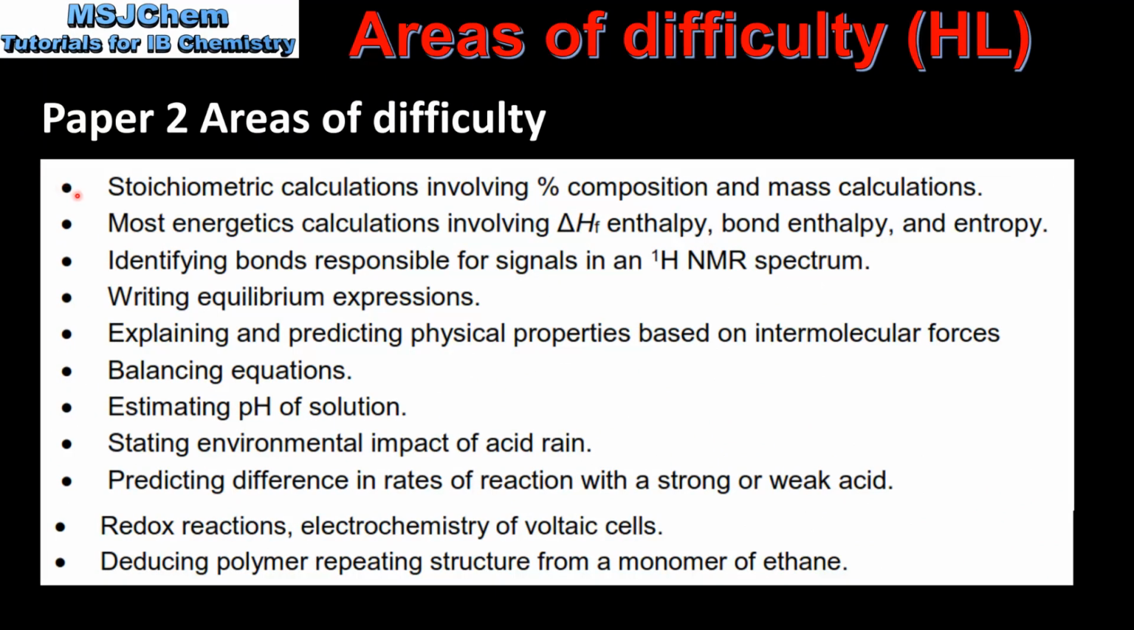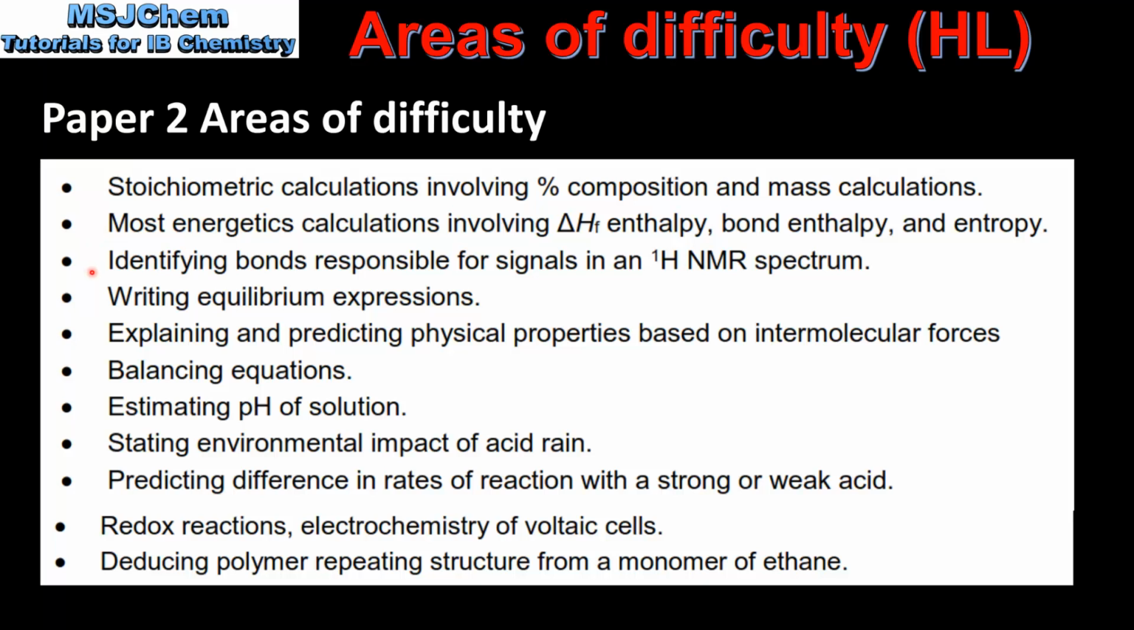The first point is stoichiometric calculations involving percent composition and mass calculations. It's important that students know how to do basic calculations involving conversions between amount in moles, mass, and molar mass. Next, we have most energetics calculations involving delta HF, enthalpy, bond enthalpy, and entropy. This is mainly topic 15. That topic is very calculation heavy, so I recommend students practice examples from past exam papers.